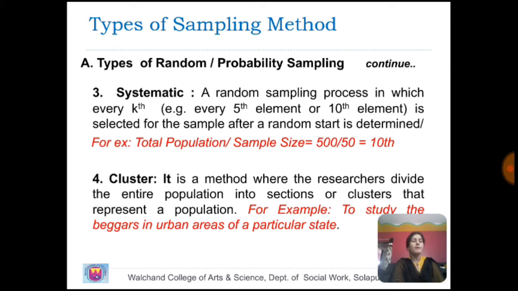Fourth and the last type of random sampling method is cluster. It is the method where the researchers divide the entire population into sections or clusters that represent a population. Clusters are identified and included in a sample on the basis of defining demographic parameters such as age, location, sex, etc. For example, if you want to conduct a study of beggars in urban areas of a particular state, then prepare a list of districts in that state which forms the cluster of the target population, and then select the sample, that is beggars, from each cluster by using simple random sampling method.